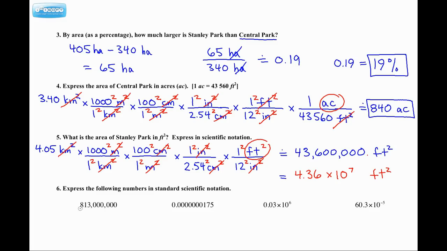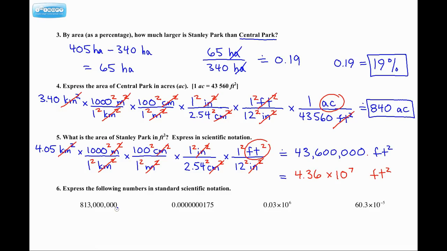Here I have 813 million. So I have 813 followed by 6 zeros. Now, you may want to write all those out, but I don't really feel like doing that. So, of course, the decimal is here. It's just invisible right now. So what I want to do is shift the decimal so that my number is between 1 and 10. So it's going to have to stop right here. So I'm going to get 8.13.